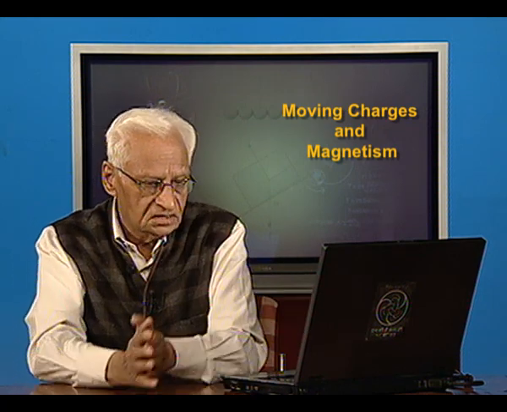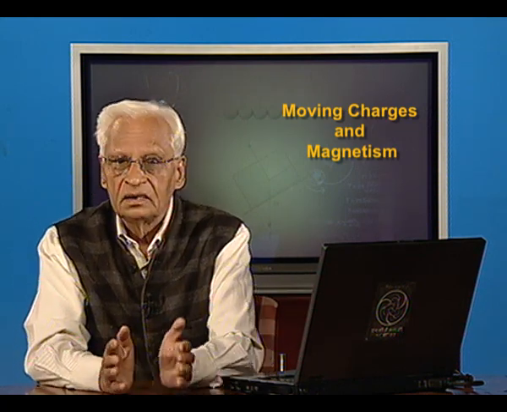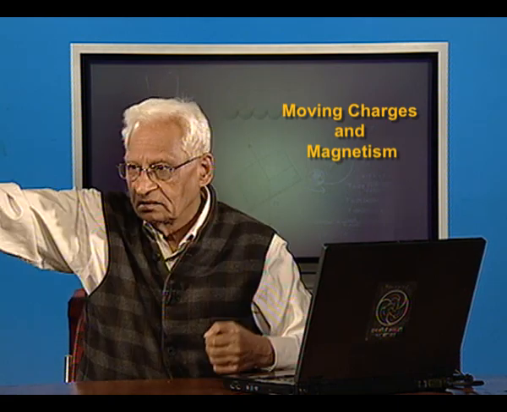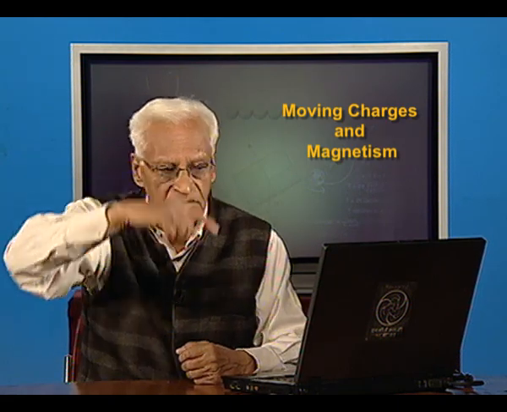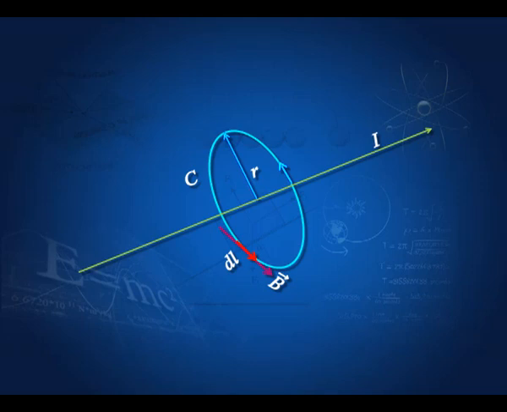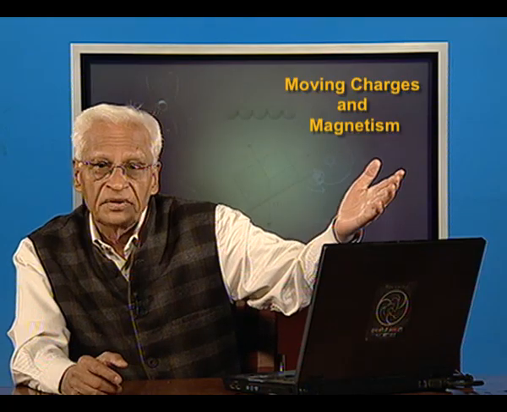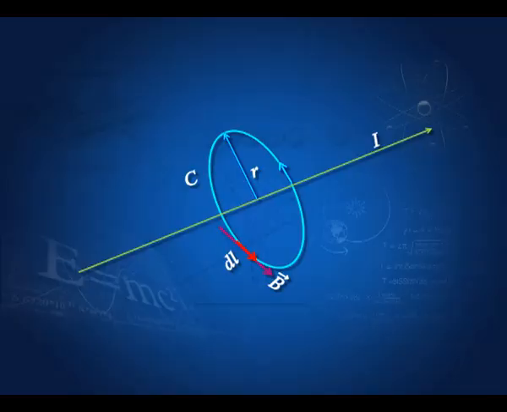So, with these 2 symmetries, the longitudinal symmetry and the circular symmetry, let us see what we get. We take this current, and we have seen already from Ampere's work and from Oersted's work that the field lines would form a loop.